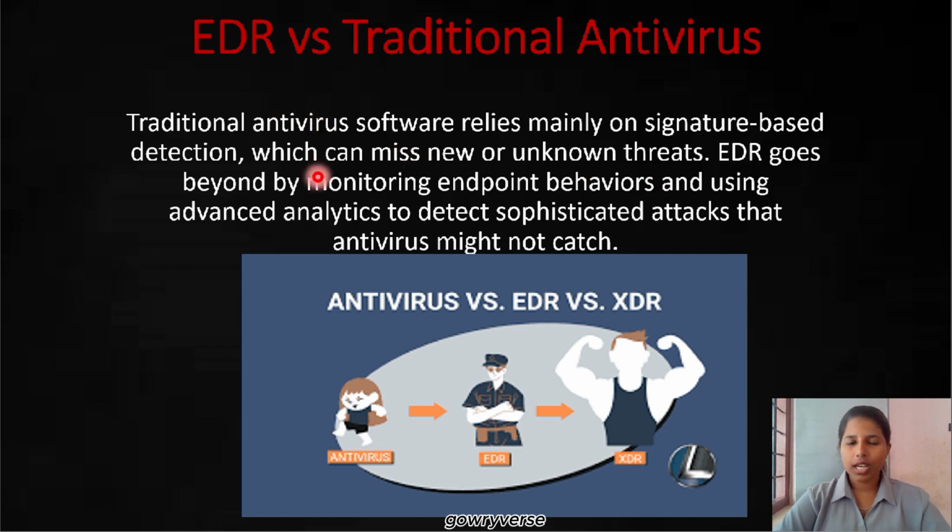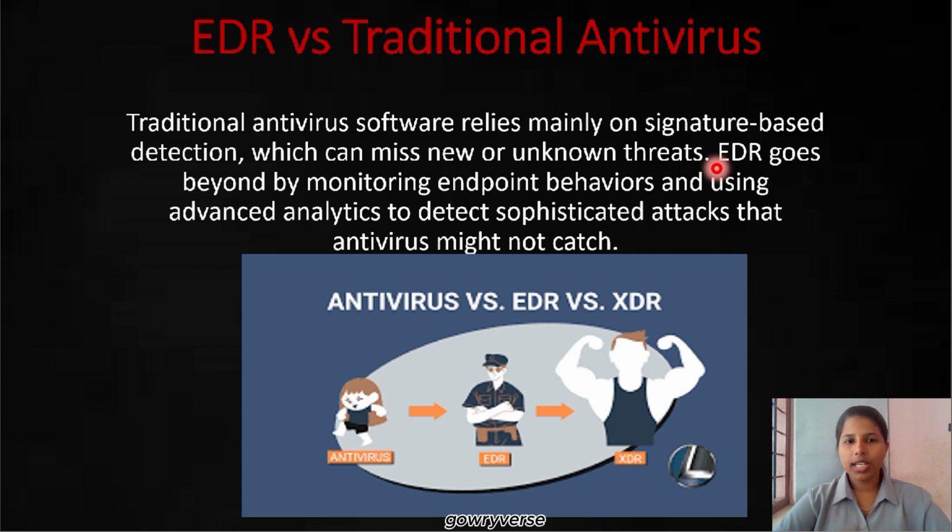Then we can look at EDR versus traditional antivirus. When I was starting the video, I mentioned the difference. There will be a slide about the difference between the EDR and the normal antivirus. Traditional antivirus software relies mainly on signature-based detection, which can miss new or unknown threats. It is only based on signature detection. It doesn't know anything new, so sometimes it will miss.